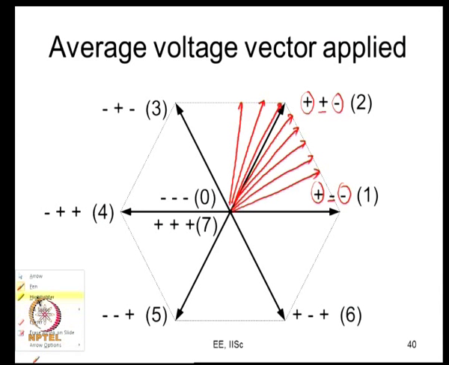So, what happens? To produce this vector you are not applying the null vector, you are only applying active vector 1 and active vector 2 for different periods of time. Only one phase switches, mainly this phase switches now. So, the trajectory when you go into m equal to 2 is entirely on the hexagon.